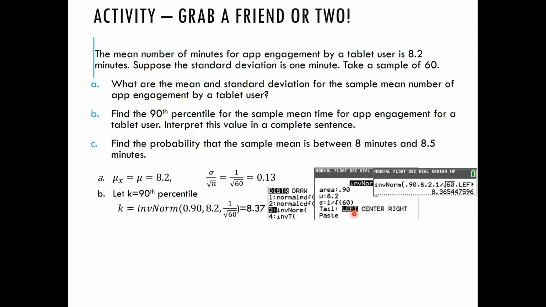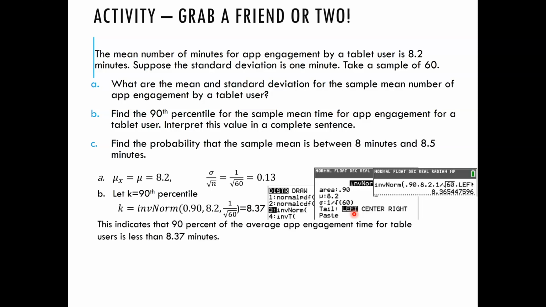Now, it says interpret that value in a complete sentence. Like, what is it that we just found? Well, that shows that 90% of the average app engagement time for these tablet users is going to be less than 8.37 minutes. So 90%, everything to the left, so everything but the top 10%, are going to be in less than 8.37 minutes.